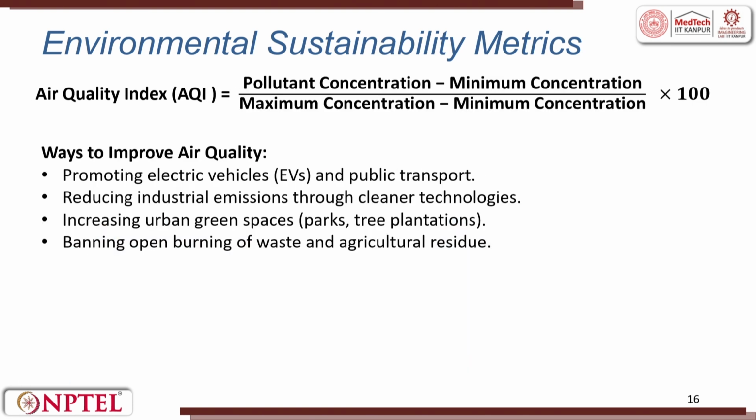AQI is calculated using this relationship, that is, the difference between the pollutant concentration and the minimum concentration is taken over the difference between the maximum concentration and the minimum concentration, and this is converted into a percentage, that is, multiplied by 100.